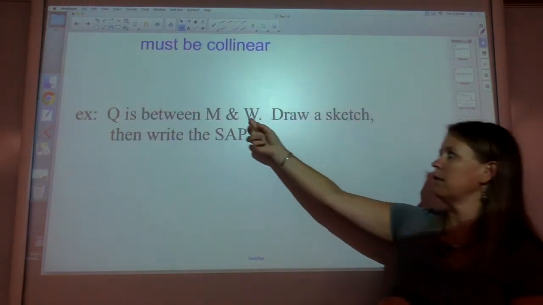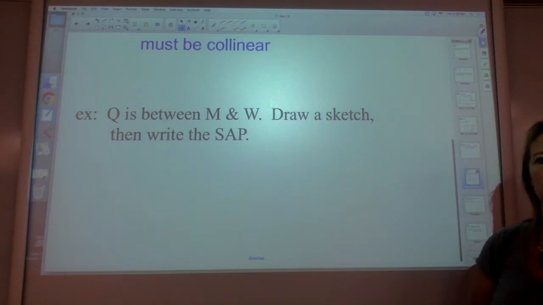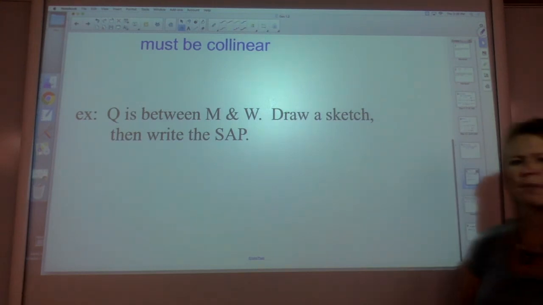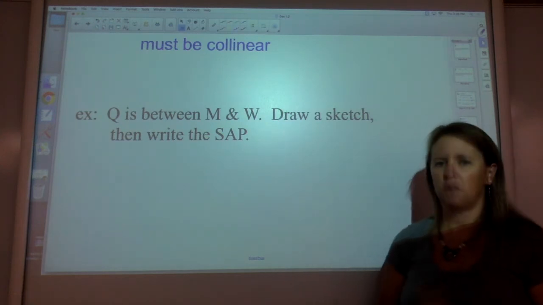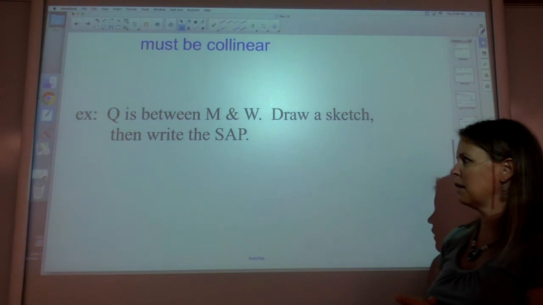Notice I say point even though it doesn't say point in there. Draw a sketch, then write the SAP. SAP? What? SAP? Segment addition postulate. Got it. Draw a sketch, then write the segment addition postulate.